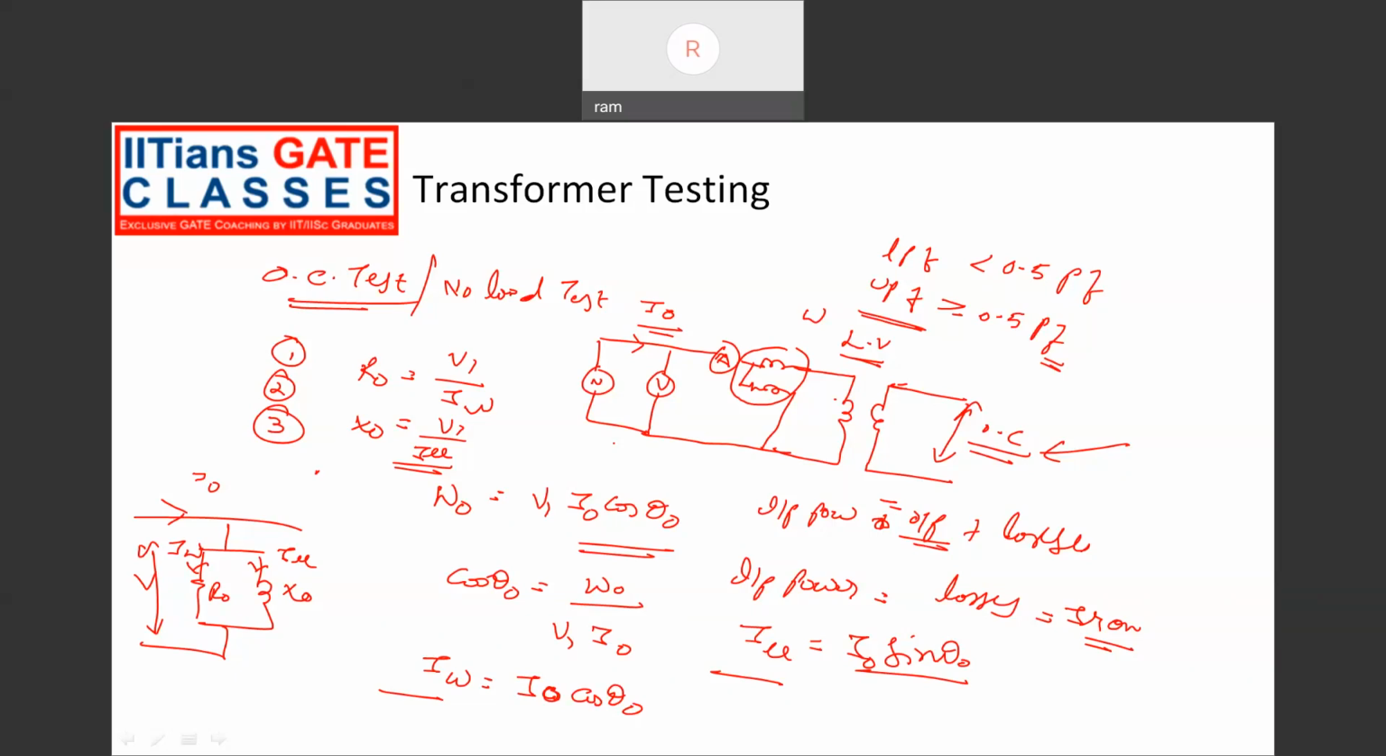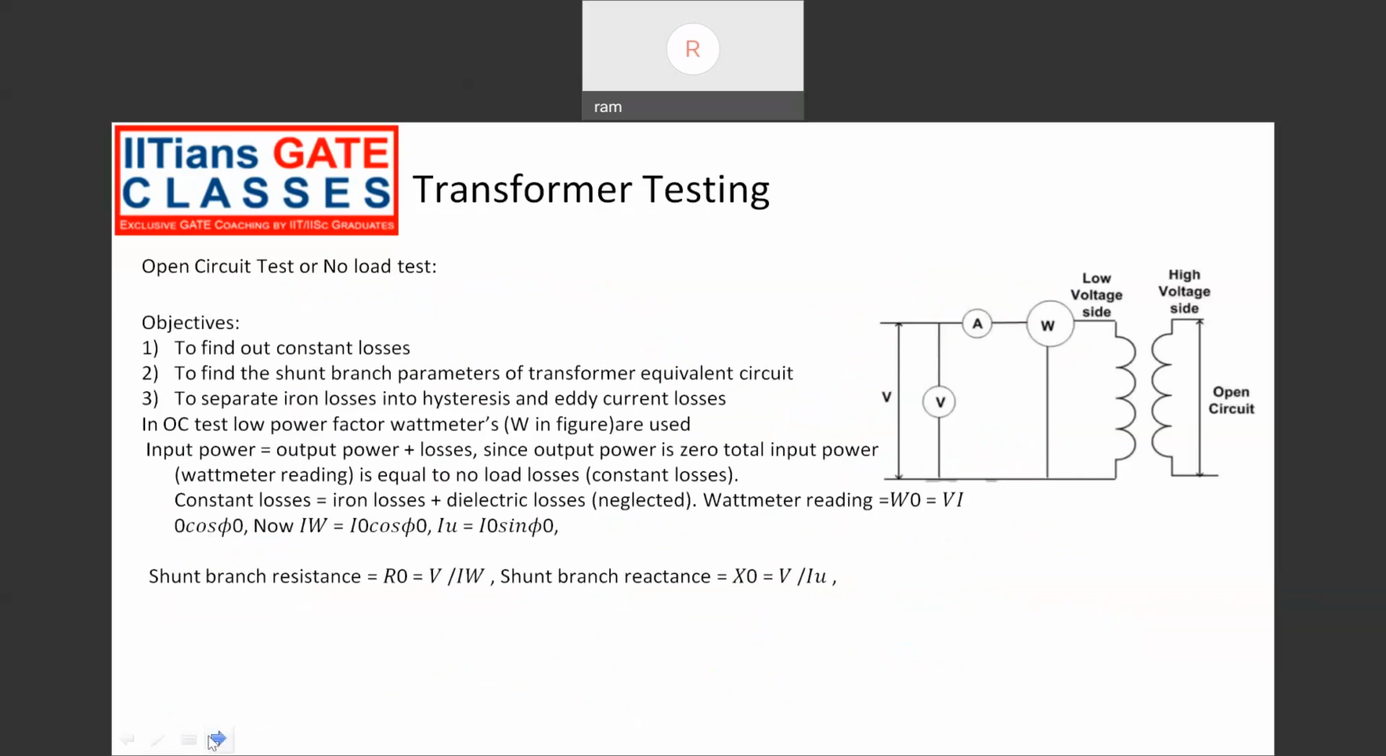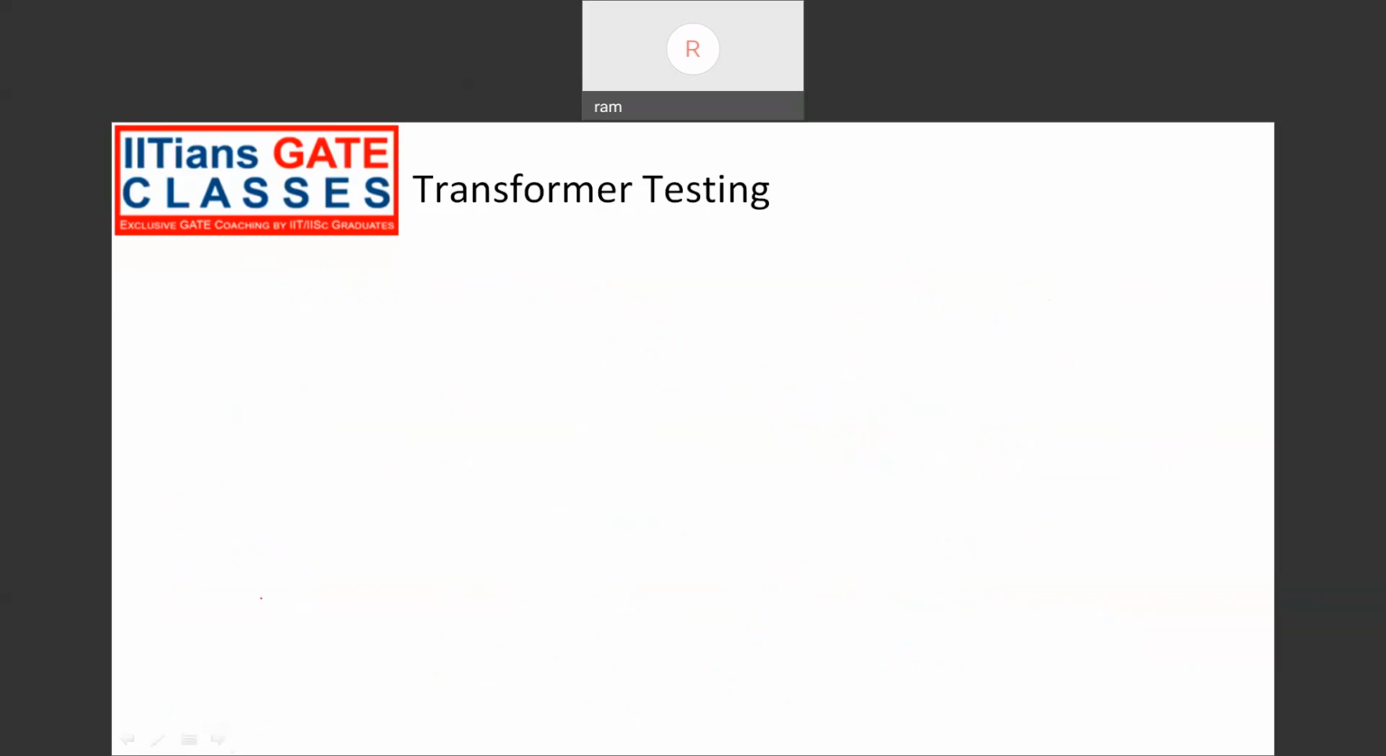And next we'll go to the short circuit test. Short circuit test is performed on the HV side of the transformer, keeping the LV side shorted. The objective of the short circuit test is to find out the variable losses and also the series branch parameters of the transformer equivalent circuit.